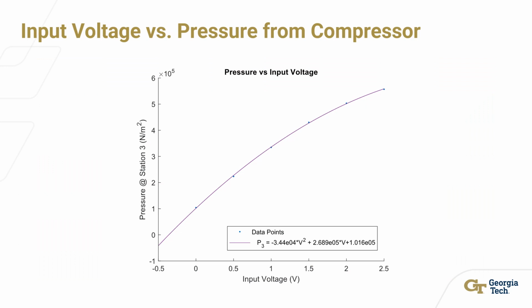This graph shows the relationship between the input voltage and the pressure from the compressor, which can be modeled as a quadratic relationship, curving downwards. At high input voltages, the pressure seems to start to plateau slightly. This equation can be used to calculate the voltage needed if we want a desired pressure.